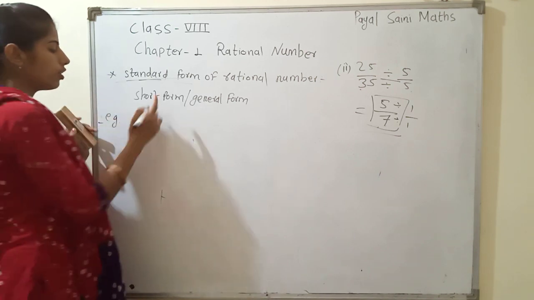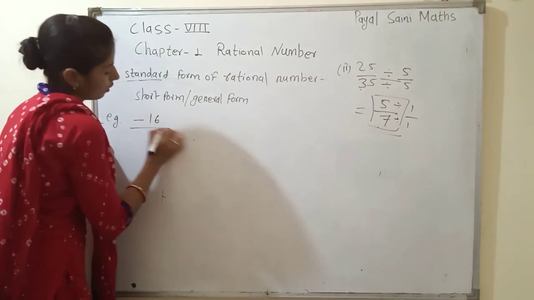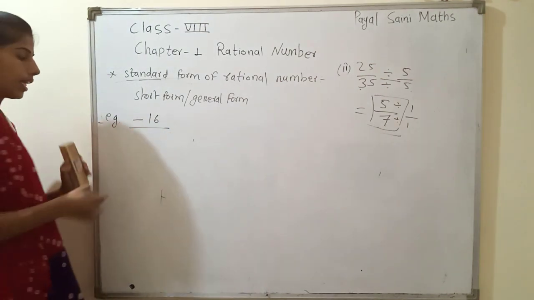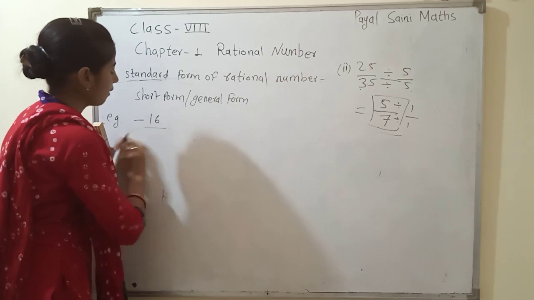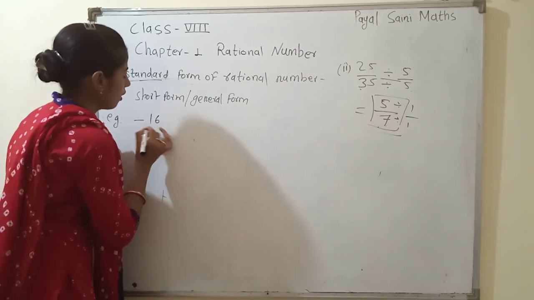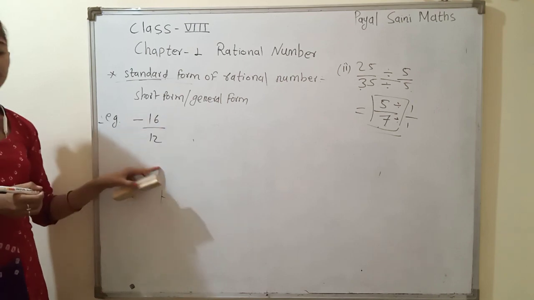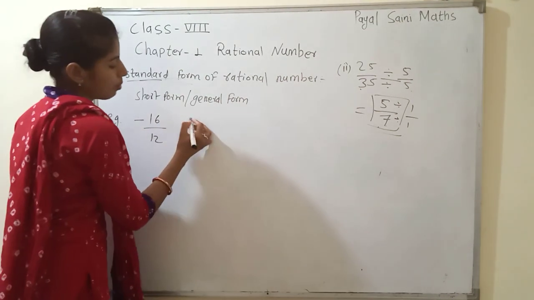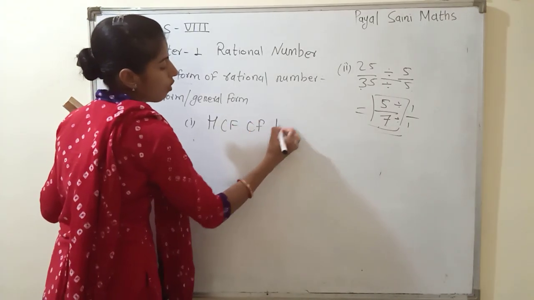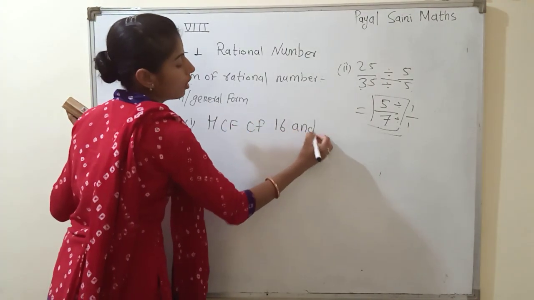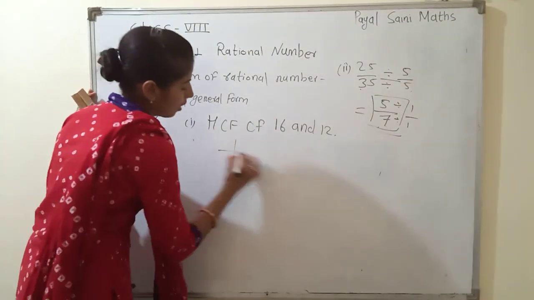If your numerator is given negative, I write here 16, and your denominator is given positive, I write here 12. Now find the standard value of minus 16 by 12. Now the first step is the same: the HCF of 16 and 12.